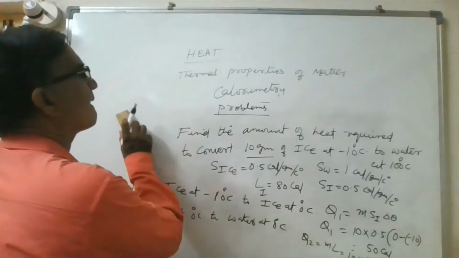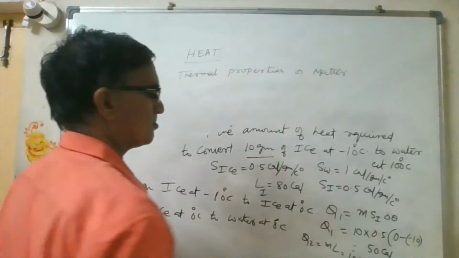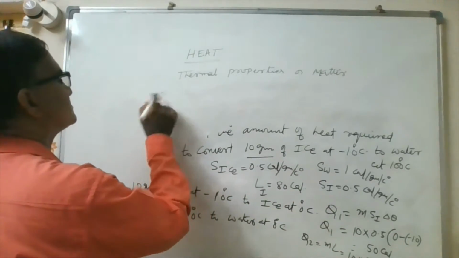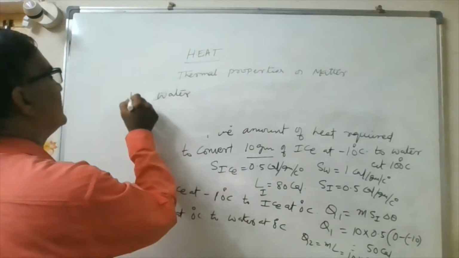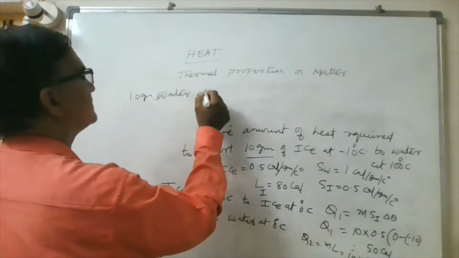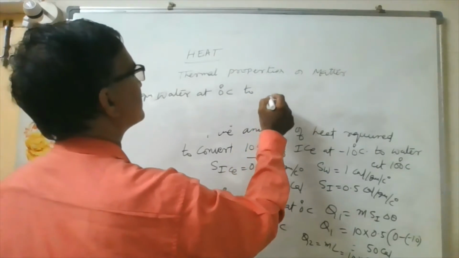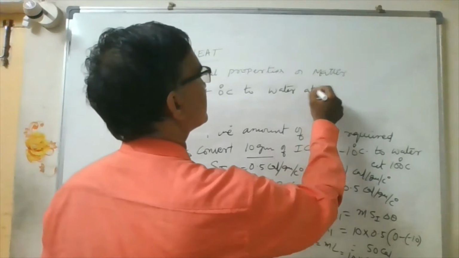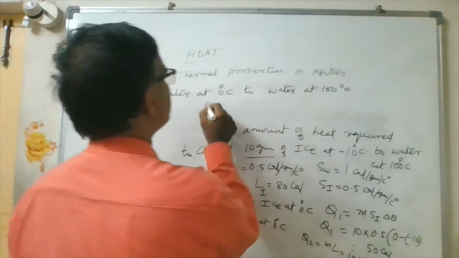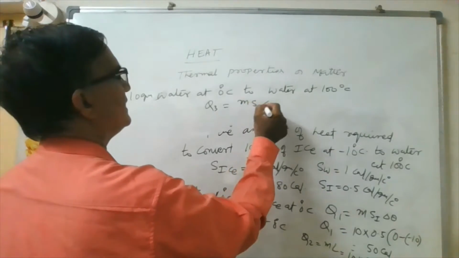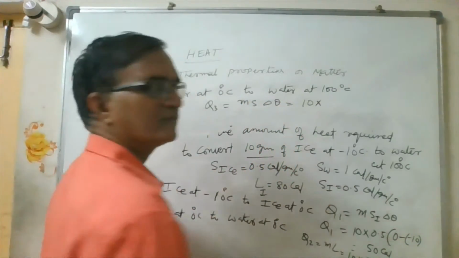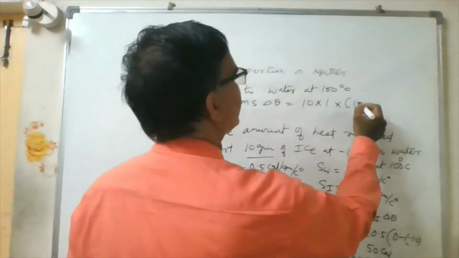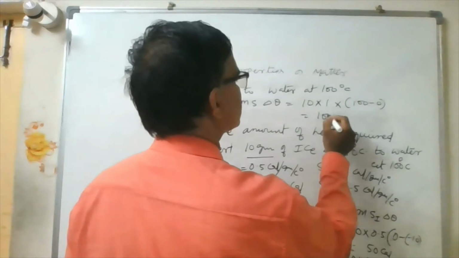Okay, and the third one you have, Q3, that is 10 grams of water at 0 degrees centigrade to water at 100. That is Q3 equals m s delta theta. Mass is how much? 10. Specific heat of water is 1 into delta theta, 100 minus 0. That is 1000 calories.